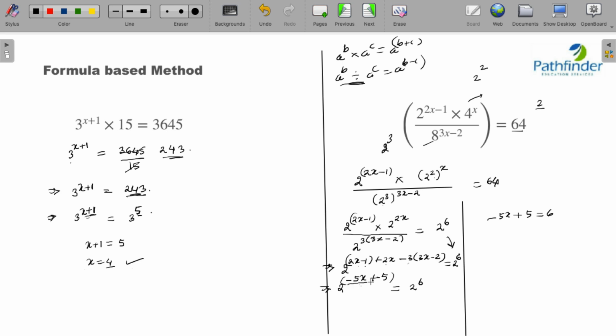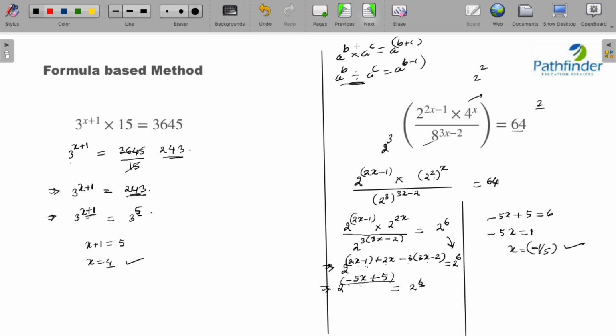On the left hand side you have the power as minus 5x plus 5. On the right hand side you have the power as 2 to the power 6, so 6 is the power. And let us cross check once more. 2x plus 2x, 4x, minus 9x is minus 5x. Minus 1 plus 6 will give you plus 5. Yeah, that's correct. So minus 5x must be equal to 1. So x must be equal to minus 1 by 5. That is the solution.